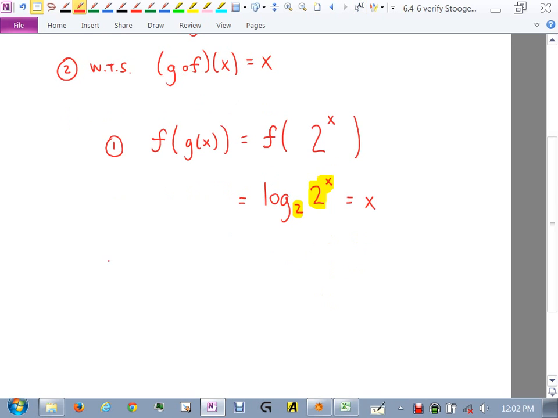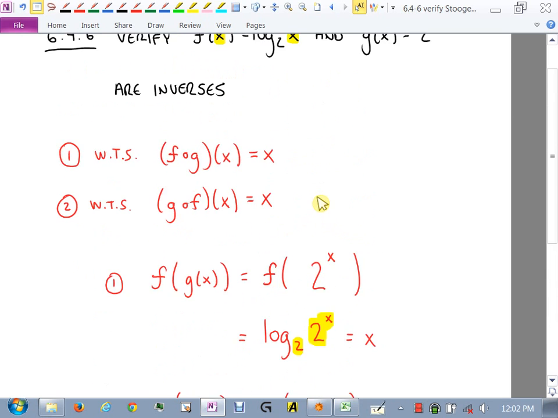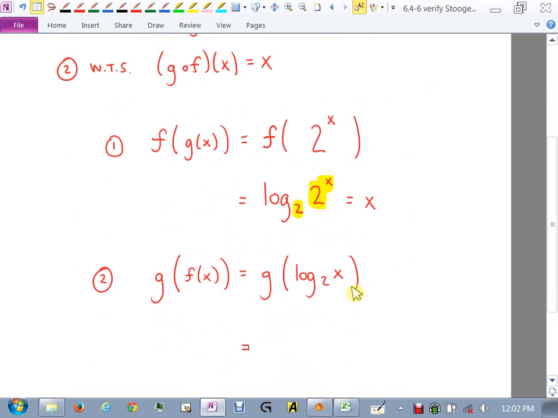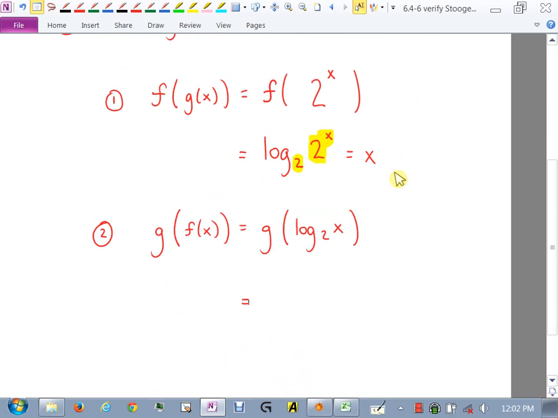Okay, let's go the other way. Let's start with g, and then inside f. So g, and then inside goes log base 2 of x, right? Now this one's a little trickier, because I'm supposed to take this thing and plug it in for x into g. And g is right here. So I'm actually going to take this big ugly log thing and put it up there in the exponent on 2. So it's going to look like this: 2 to the log base 2 of x.